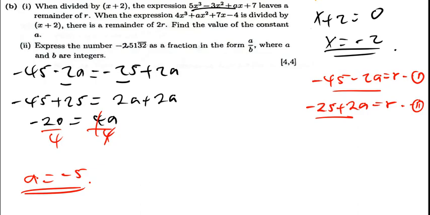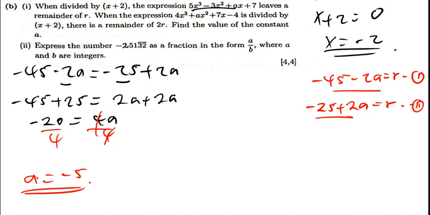Okay. Now, in a case where sometimes they are trying to ask us also to find r, you choose any equation here since you have got a. But in this case, the question is just asking us to find constant a, which is negative 5. Done.